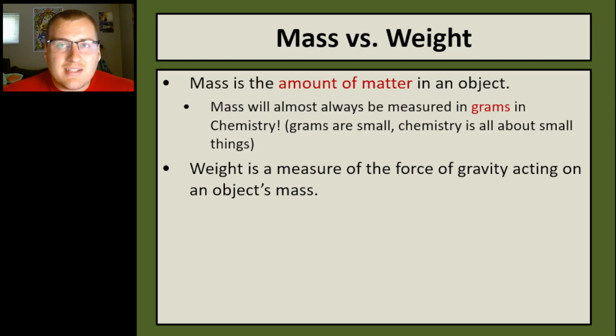So weight isn't a very good unit of measuring how much something is, or how much of something you have, right? The amount of matter. Mass is a lot better, but when we do chemistry, we're always doing it on Earth, so it doesn't really matter. You'll see the words used interchangeably, but almost always on the AP exam and stuff, we're going to talk about mass.